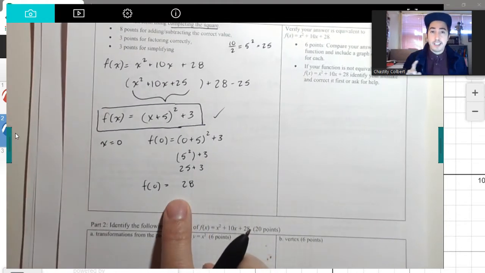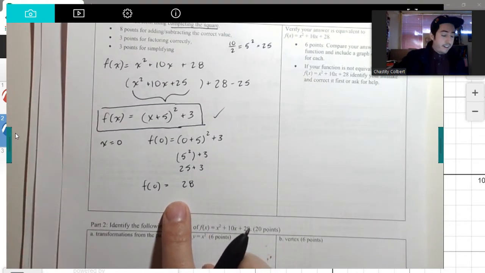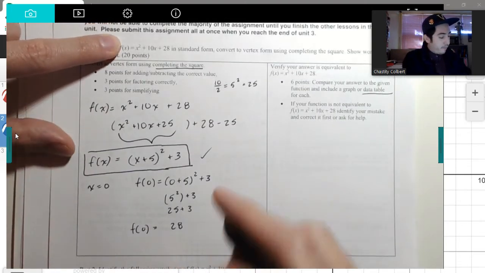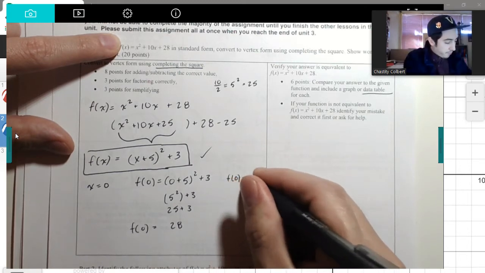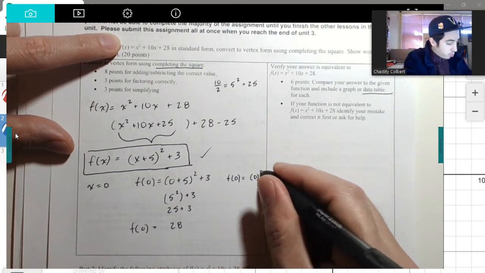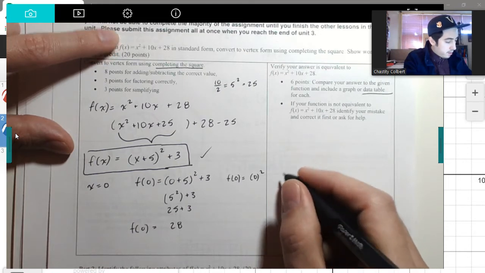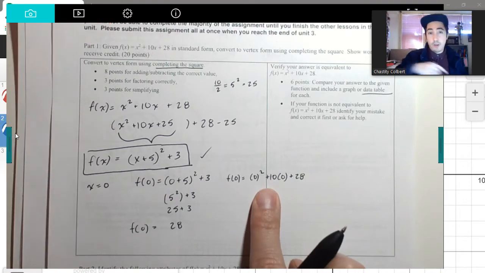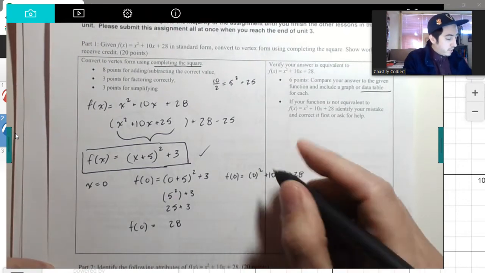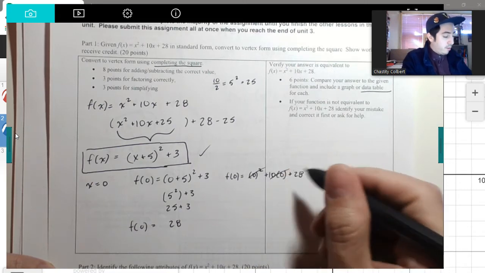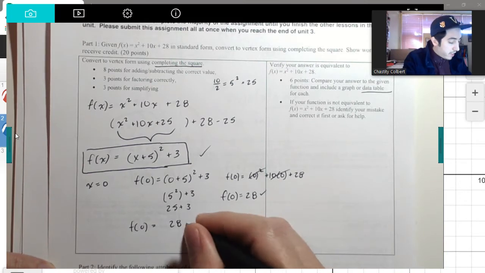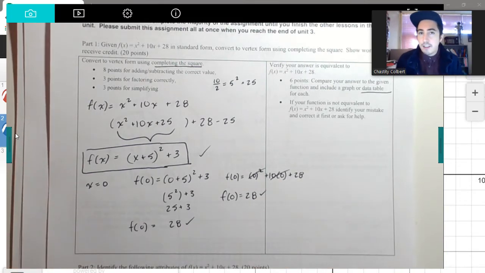That's with our vertex form. If we plug in a 0, we get 28. If I plug in 0 with my original equation, I'll do it again. I'll say f of 0 is equal to 0 squared plus 10 times 0 plus 28. Now I'm plugging 0 into the original equation. 0 squared is 0. 10 times 0 is 0. Plus 28, you get f of 0 equals 28. Right? So it's the same both ways. If I plug in any value into either of these equations, they'll be the same because these functions are the same.